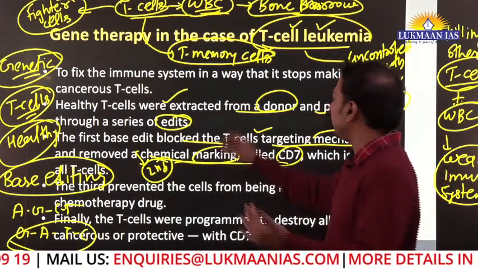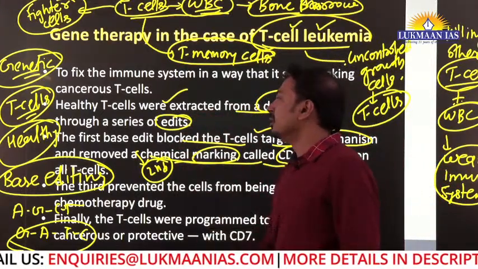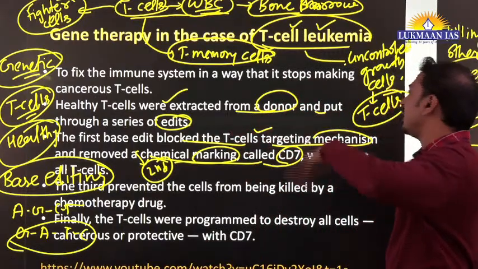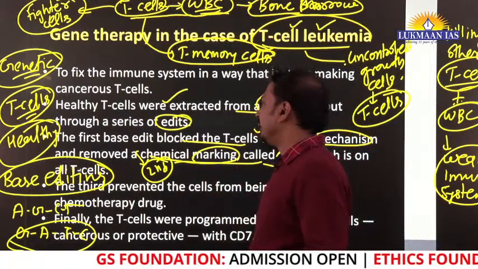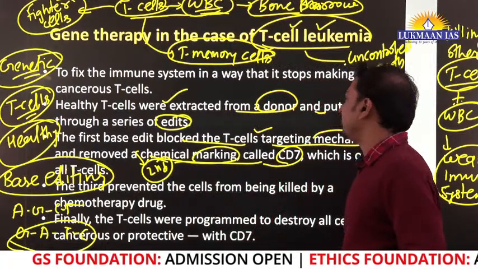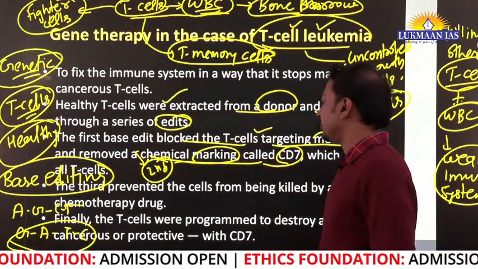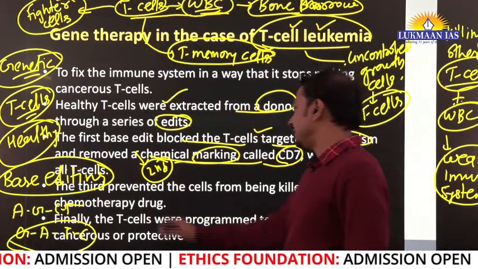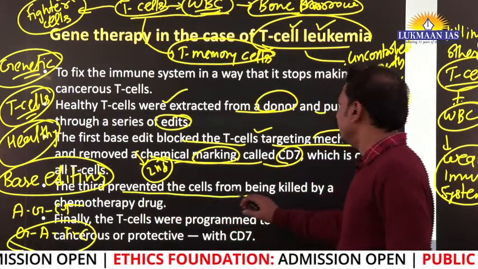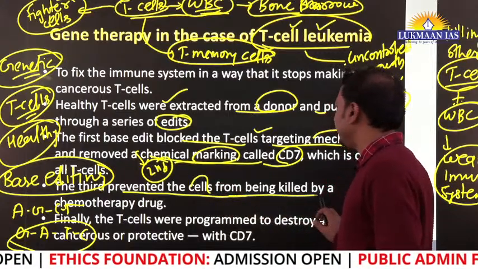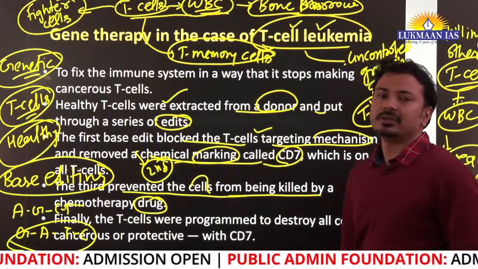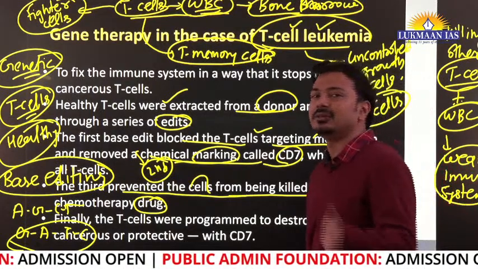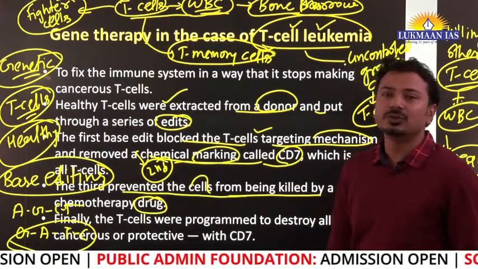What they have done is taken the healthy T cells from a donor, and then edited the T cells' genome, or we can say the genetic information, as required for that patient. And finally, let's say the third step prevented the cells from being killed by the chemotherapy drug. This is also important, because if chemotherapy is killing those donor cells, then what is the use of that?